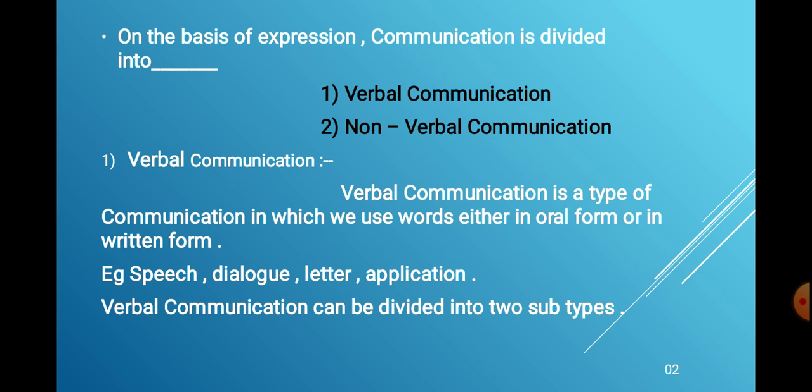On the basis of expression, communication is divided into two parts: verbal communication and non-verbal communication. Verbal communication is a type of communication in which we use words either in oral form or in written form. For example, speech, dialogue, letter, application.